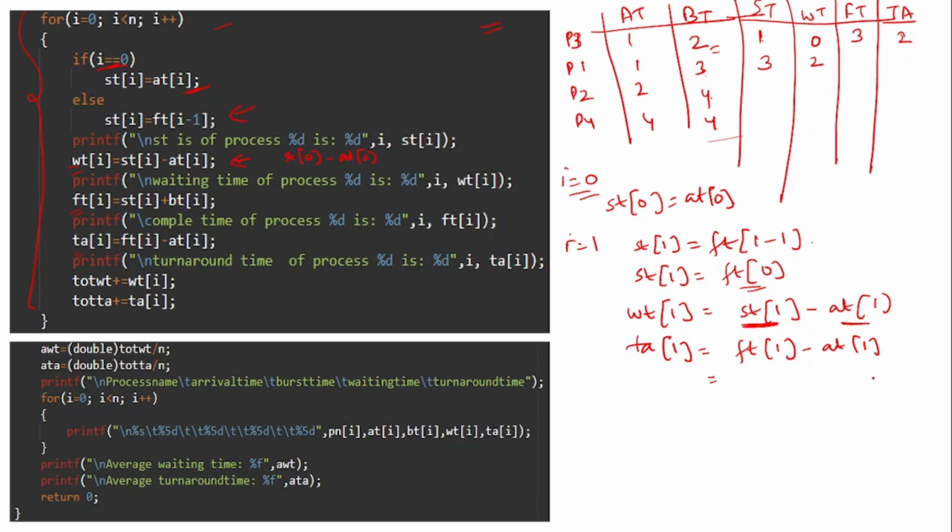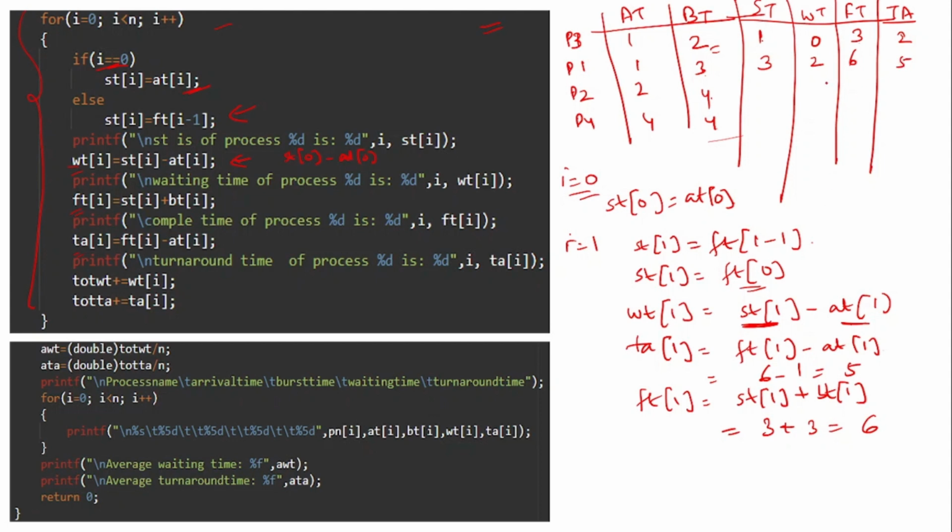minus AT1. Before that, we forgot to calculate the finish time of the process. The finish time of the process is the start time plus the burst time. So the start time is 3 plus the burst time, which is again 3. So 3 plus 3 is 6. So the value here is 6, and accordingly we calculate the turnaround time, which is 6 minus the arrival time, that is 1. So this is 5 here.